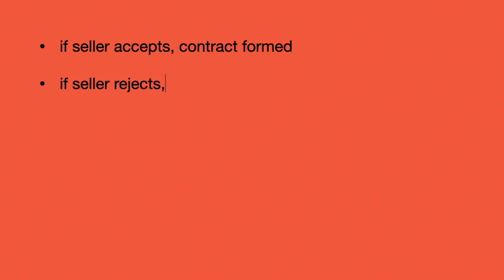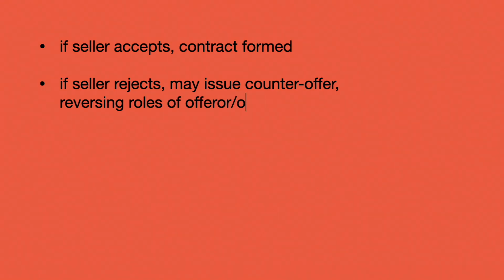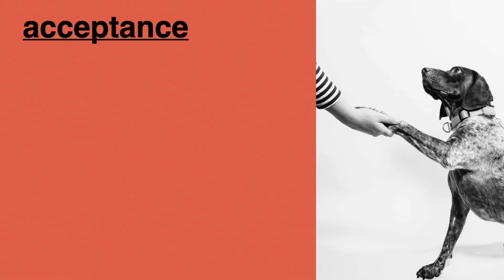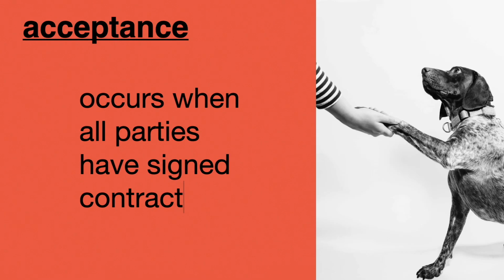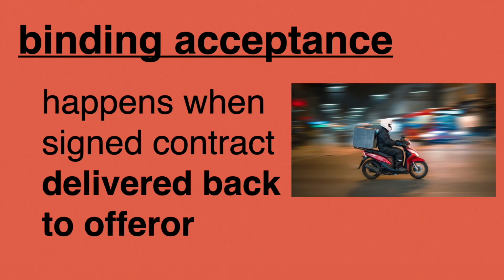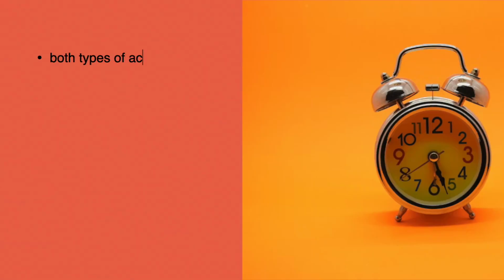In the event the seller does not accept the buyer's offer, the seller will typically extend a counteroffer to the buyer. When this happens, the seller becomes the offeror, and the buyer is the offeree. Acceptance occurs when all parties have signed a contract, while binding acceptance happens when the signed contract is delivered back to the offeror. Acceptance and binding acceptance must take place within the dates outlined in the contract.